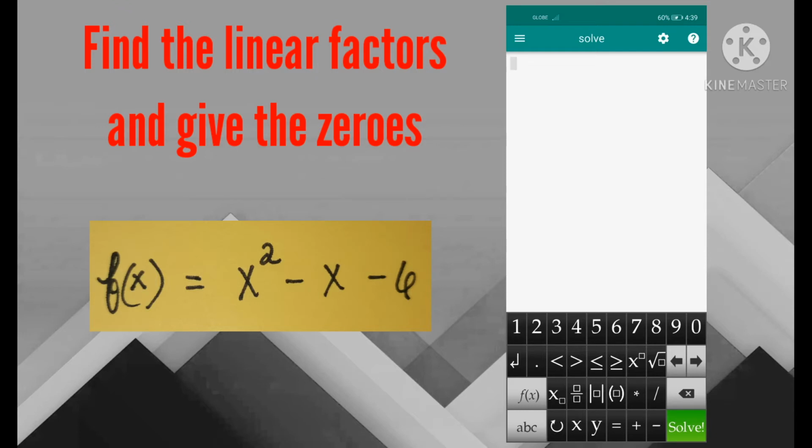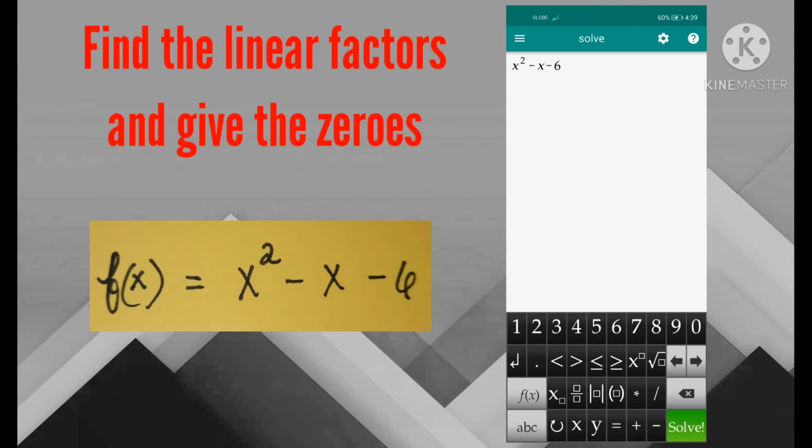So i-encode natin x square, pindutin natin itong x na may square sa taas, tapos yung 2 na exponent, tapos yung arrow to the right. X square minus x, so yung minus, then x, minus 6, so minus 6. So, meron tayong x squared minus x minus 6. Let us say, hahanapin natin yung kanyang linear factors at saka yung kanyang zeros.